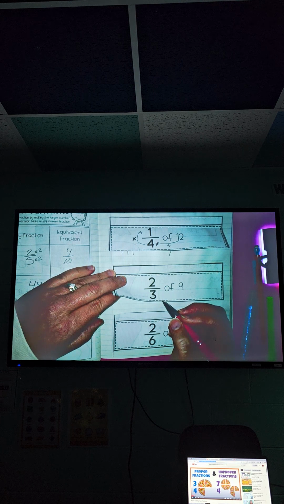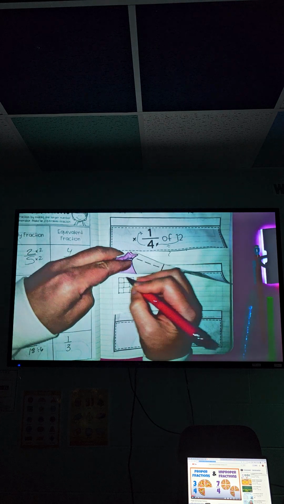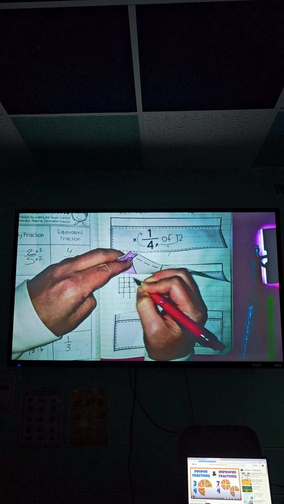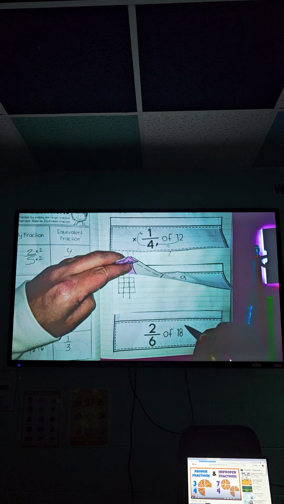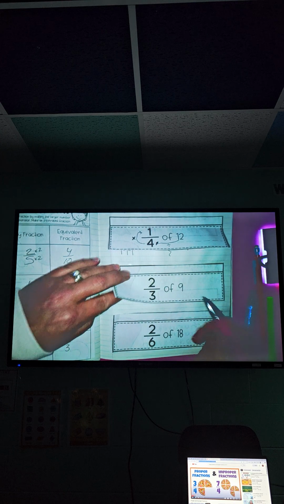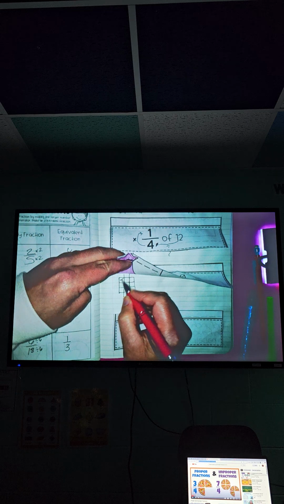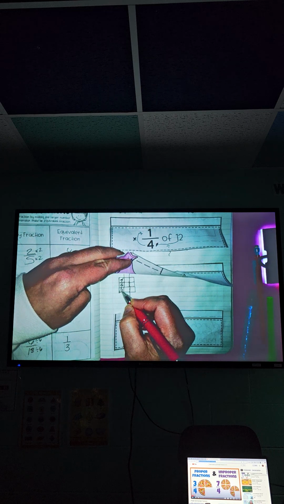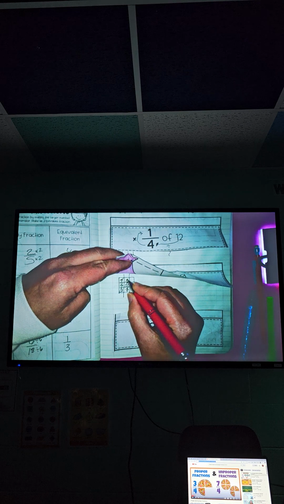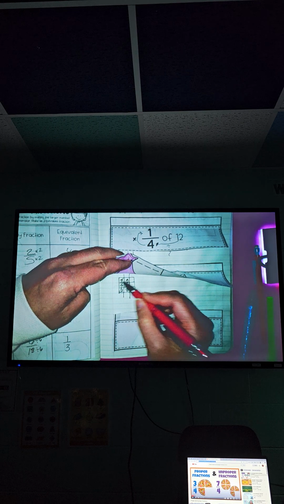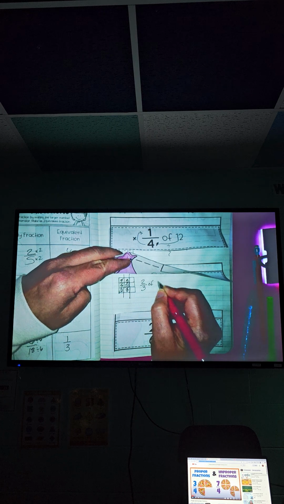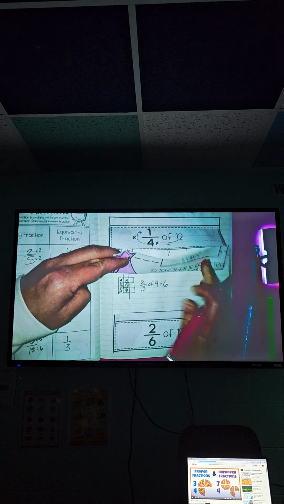And I'm dividing it into thirds. So there's 1/3, 2/3, 3/3 right there. And I need to shade 2 of those thirds. So this is 1/3 that I'm shading. This is 2/3 that I'm shading. So how many are shaded? 1, 2, 3, 4, 5, 6. So 2/3 of 9 equals 6.